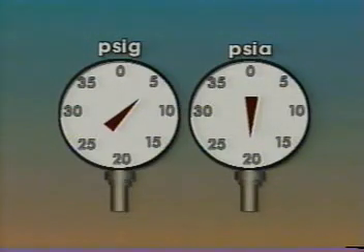Here we see 2 pressure gauges connected to the same process system. Do you think both gauges are reading accurately? If you said yes, you're correct. If both gauges are indicating the same pressure, the difference in readings between a pressure gauge indicating gauge pressure and one indicating absolute pressure should be equal to the atmospheric pressure, about 14.7 psi.